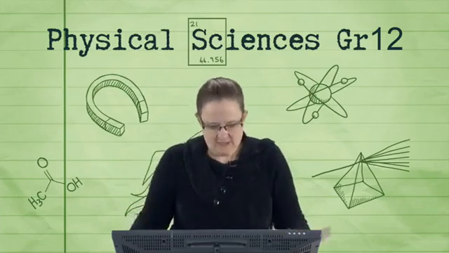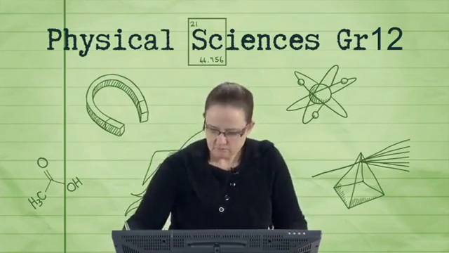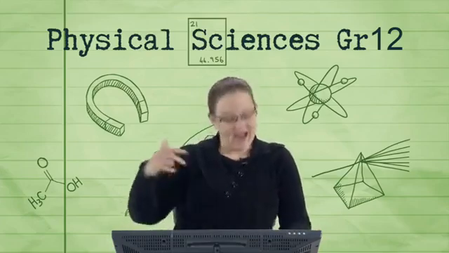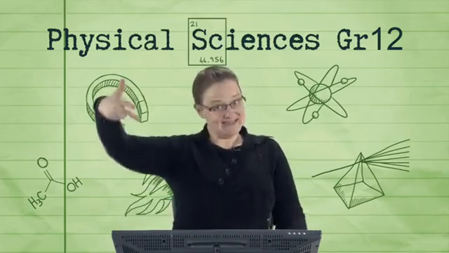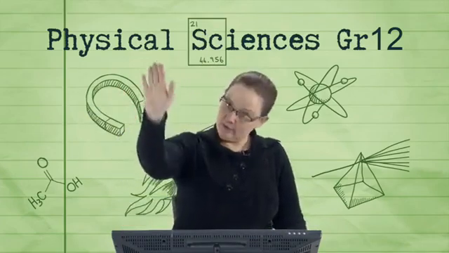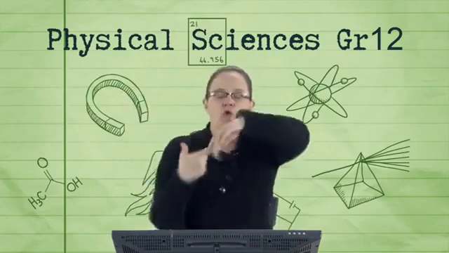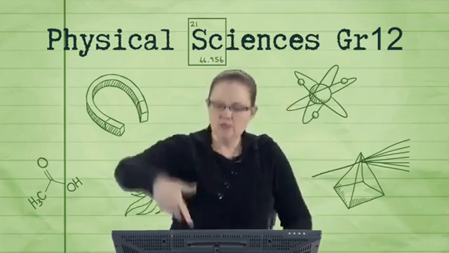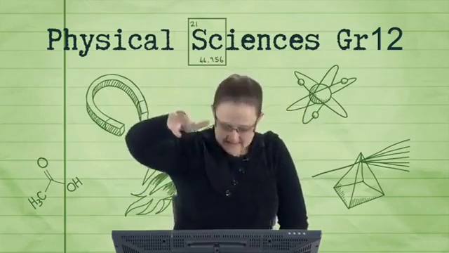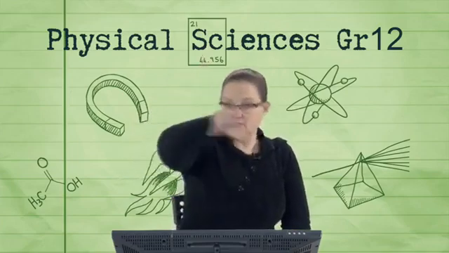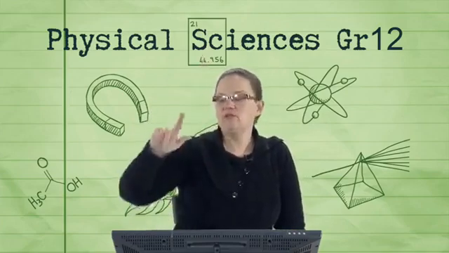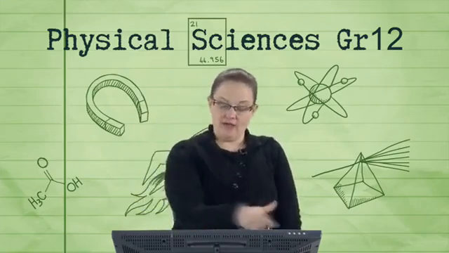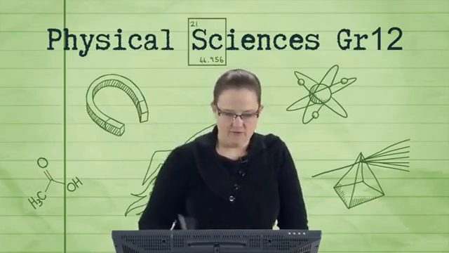Now, with a generator, how do we determine which direction the current's going to move in? Well, you can either do Fleming's right-hand rule, or you can do the palm rule, either way. Now, with Fleming's right-hand rule, this finger here is in the direction of the magnetic field. Your thumb is in the direction in which the coil is moving, and your finger will now point in the direction of the current.